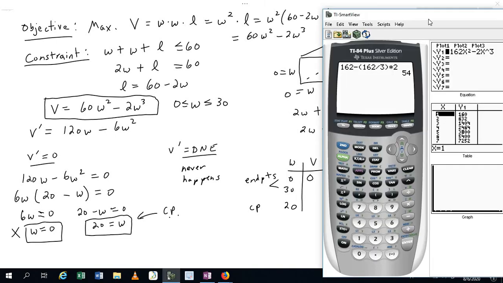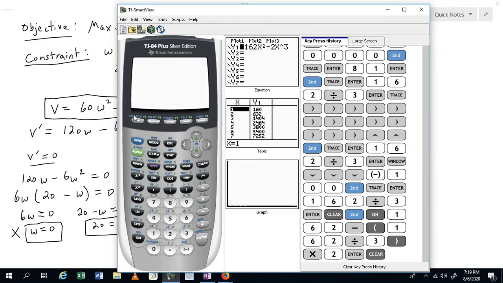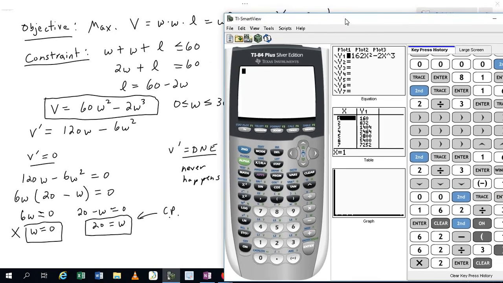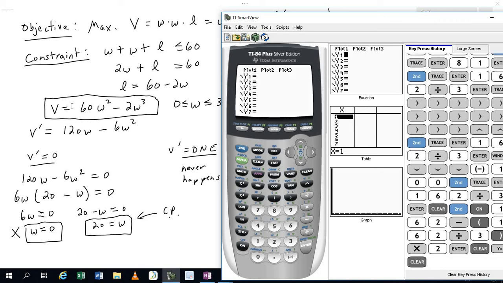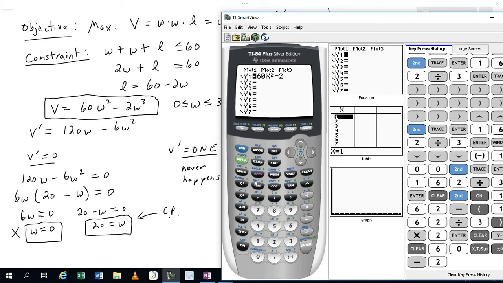So let's check that on the calculator and see what we get. An easy way to do this on the calculator is to go to your y equals button and then clear out anything that's in y1. And then you can type this function into y1. So 60, and there is no w here, so I'm just going to use x squared, x, and this is the squaring button, minus 2 x cubed, and that's the raising button right there, cubed. Okay, so you just type that in.